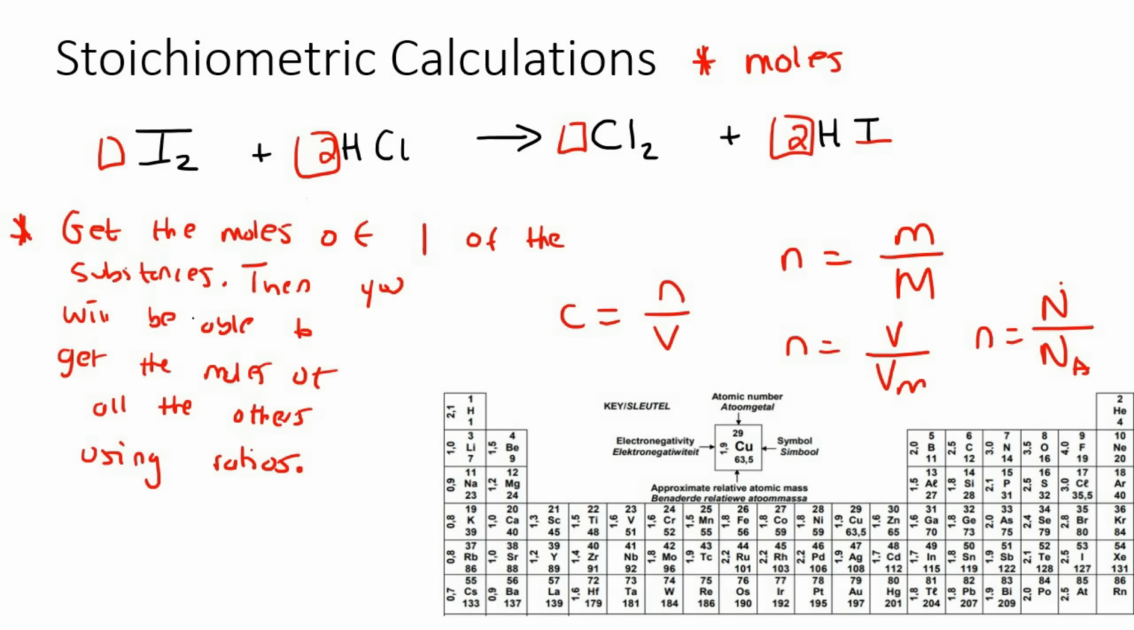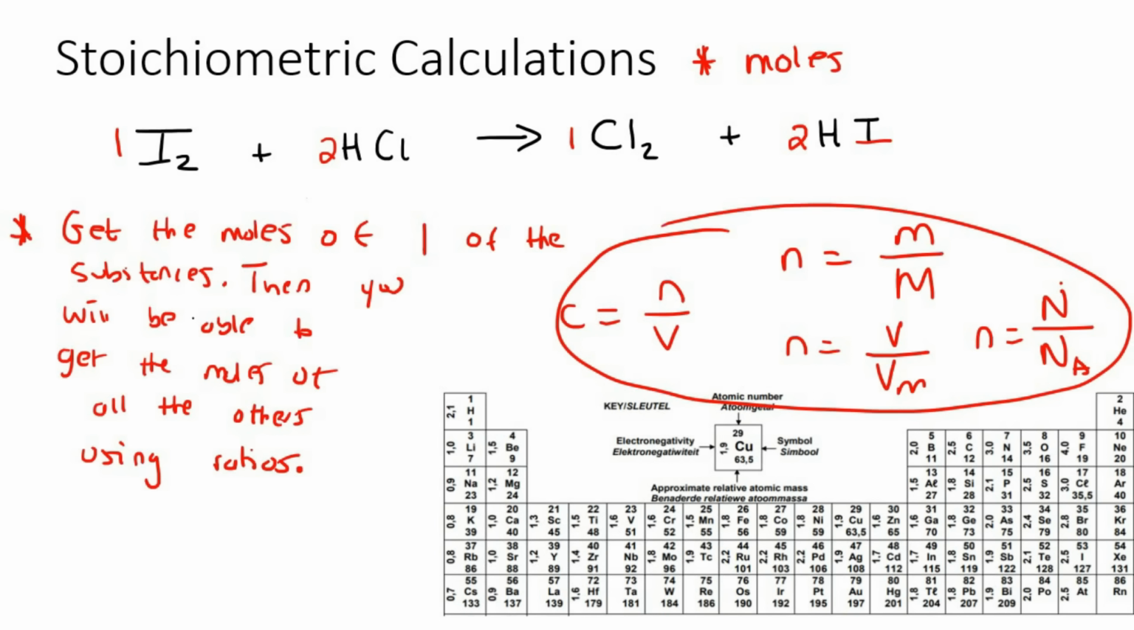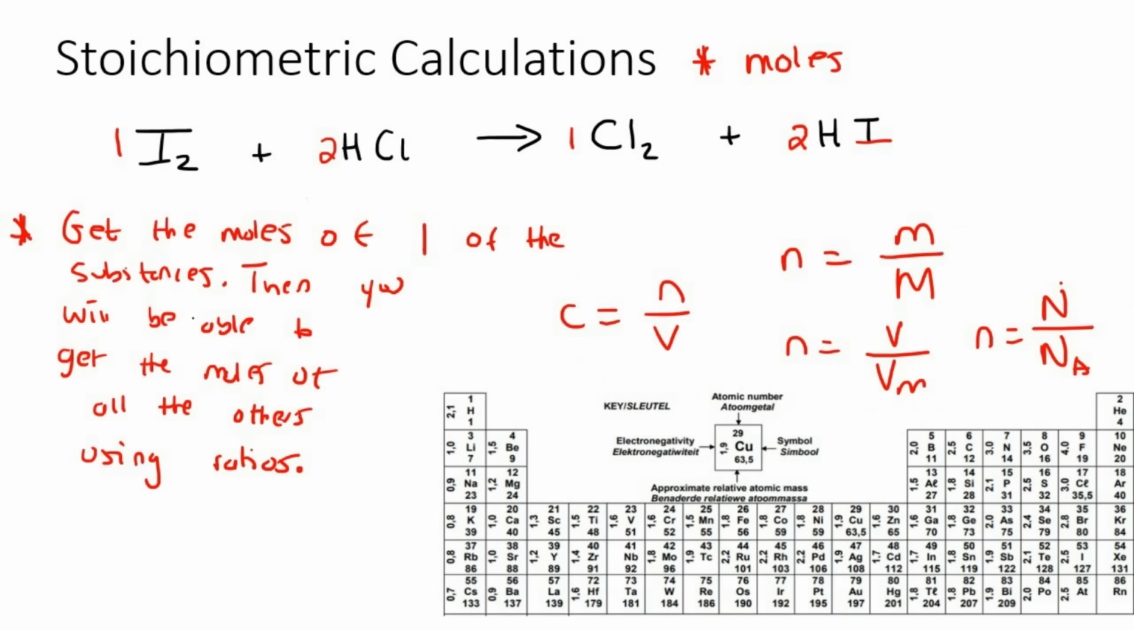And these numbers in the front are the ratios. Okay? So at the moment, this number is a 1, this number is a 1, this number is a 2, and this number is a 2. So you only get the moles of one of them, and then you use the ratios to get the moles of all of the others. And the way that you get the moles is, depending on the information that they give you in the question, you would need to use one of these four formulas. Okay, so are you ready for that now?